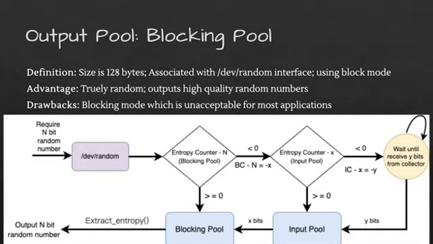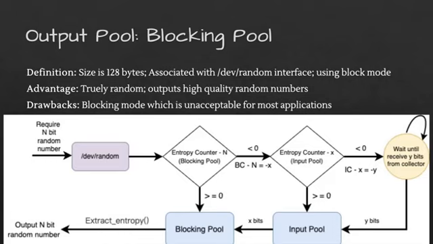If the result is smaller than 0, for example negative x, the blocking pool will request x bits from the input pool. The entropy counter in the input pool will be decreased by x to determine whether it has enough data. If it does, the input pool will transfer x bits into the blocking pool. Otherwise, the input pool will wait for the collector to collect entropy until it has enough data to transfer x bits into the blocking pool.